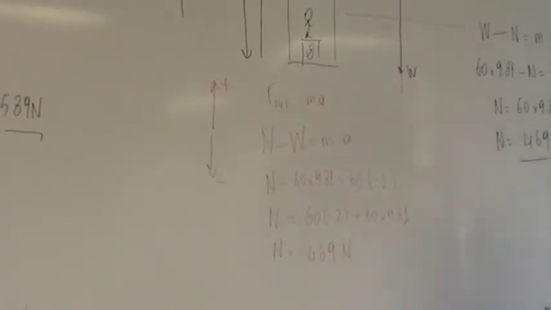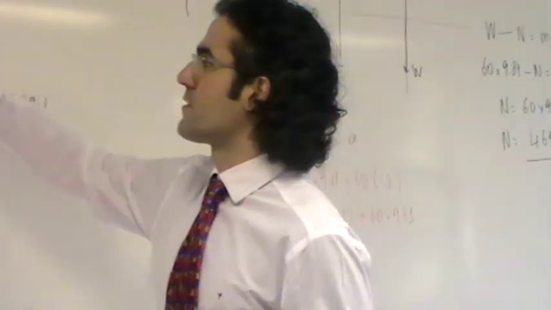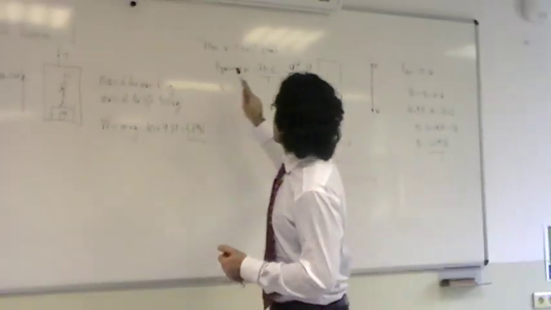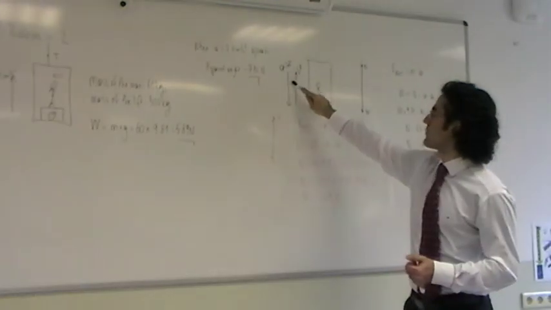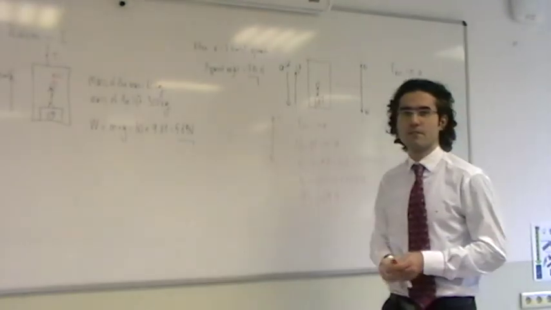Now the question I want you to solve is to find the tension in case the acceleration is downwards with 2 meters per second square. Good luck.